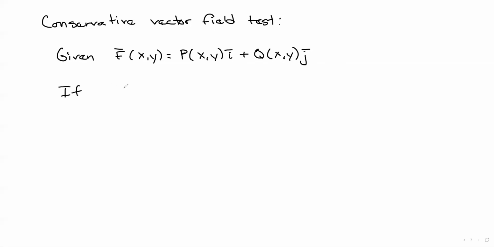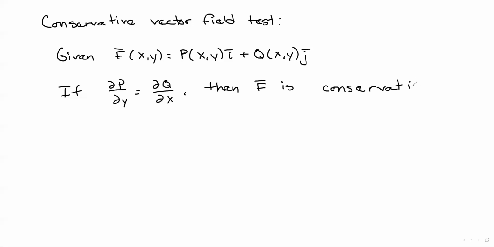if the partial of P with respect to y equals the partial of Q with respect to x, then F is conservative, right? Meaning then F equals the gradient of lowercase f for some lowercase f. Now, this doesn't give what the lowercase f is. It just says whether there is one.